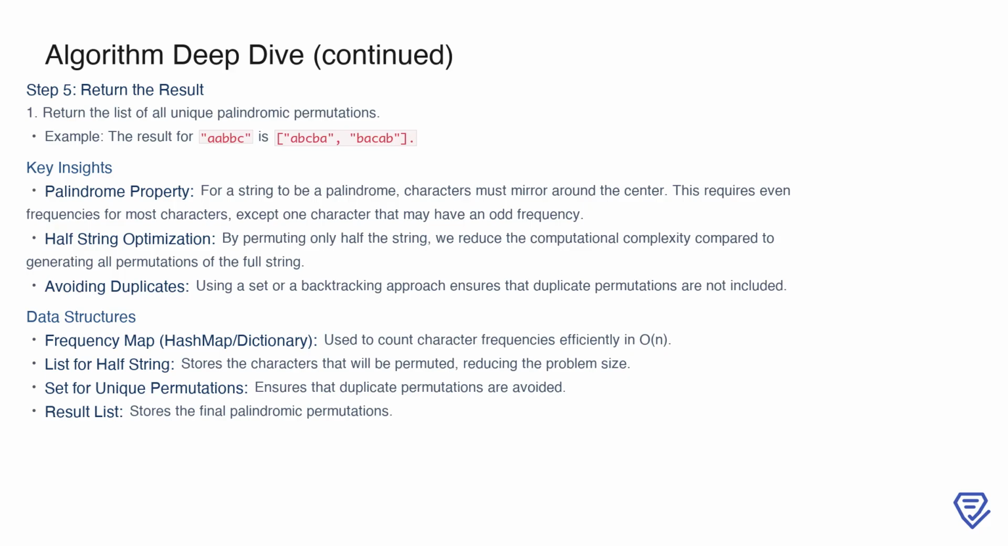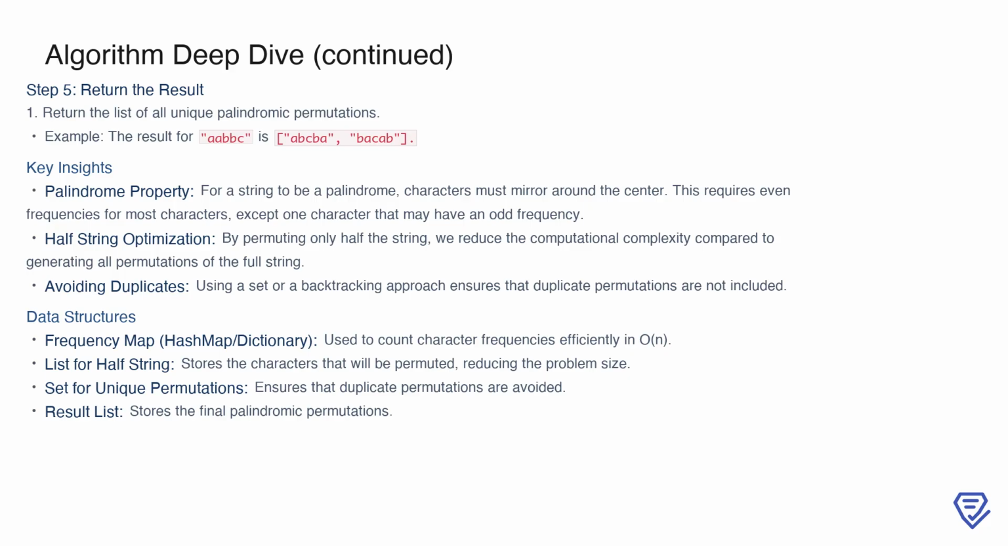After generating the permutations of the half string, the next step is to construct the full palindromes. For each permutation, we reverse the half string and append it to the original permutation to create a mirrored structure. If there is a center character, we place it between the two halves. For example, with the half string permutation AB and the center character C, the full palindrome becomes ABCBA. Similarly, for the permutation BA, the resulting palindrome is BACAB. Each unique palindrome is added to the result list.